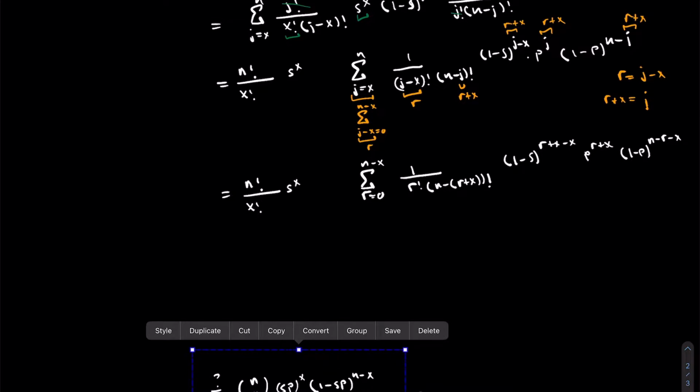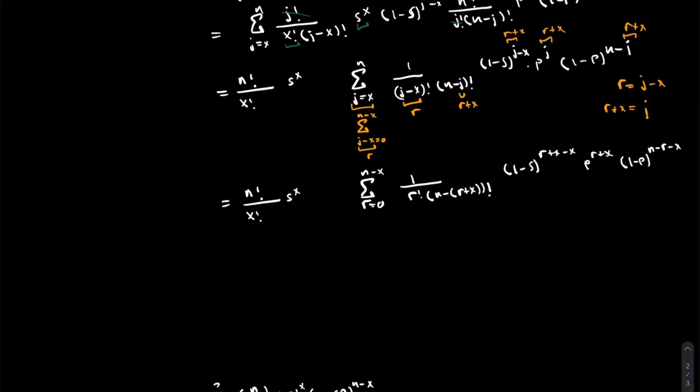Okay, so let's see, what do we have? We have the following. So let's say green. This is just r, right? We're going to be able to pull out the p to the x. We're going to be able to pull out a 1 minus p to the n minus x here.